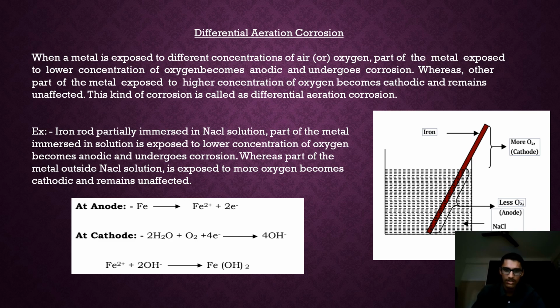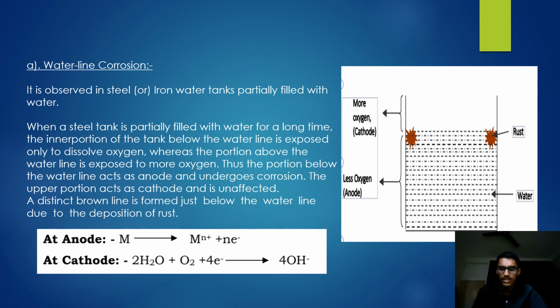For example, in the diagram shown, the iron rod is partially immersed in sodium chloride solution. Part of the metal immersed in solution is exposed to lower concentration of oxygen, which becomes anodic and undergoes corrosion. But the part which lies outside of sodium chloride solution is exposed to more oxygen and becomes cathodic and remains unaffected. You can see the reactions mentioned. Differential aeration corrosion is classified into two types. First one is waterline corrosion and the second one is pitting corrosion.